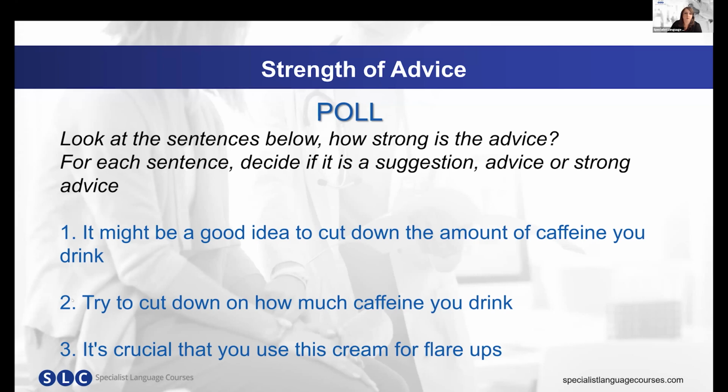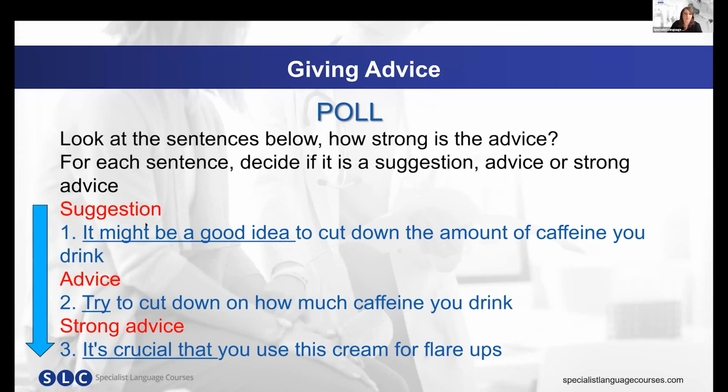So for number 1, it is more of a suggestion. We have got this hedging language here. It might be a good idea. It's more of a weak form of advice. So this is suggesting that perhaps this course of action is something that the patient could do, but is not particularly essential, but perhaps is a good idea. So we've got, it might be a good idea for a suggestion.